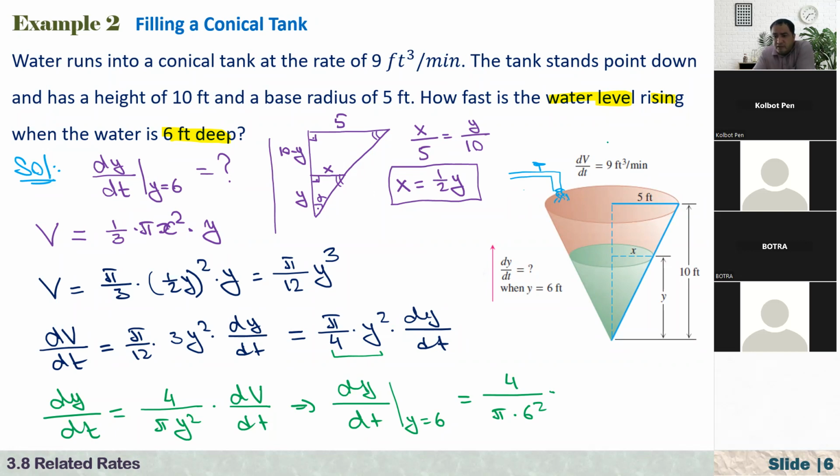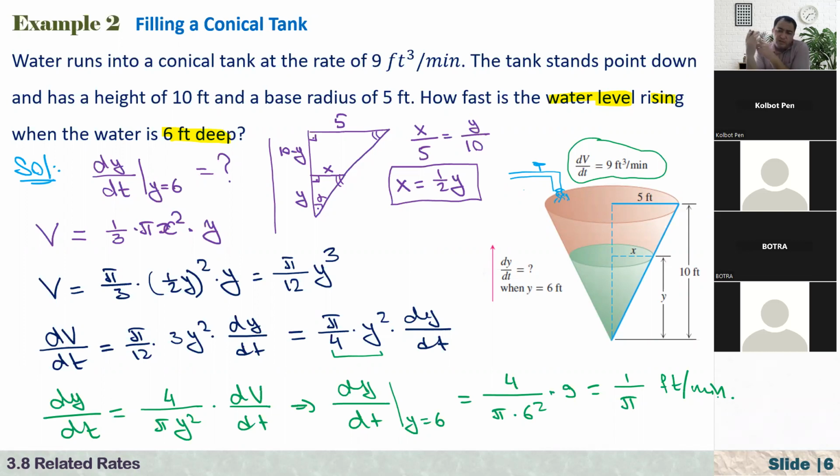dV/dt is given here, right? dV/dt is changing at this rate, constant. It is 9. So here we have 9. That's equal to 4 times 9, 36, 36 over 36 squared, that's equal to 1 over pi. Since it is height, it's changing in feet per minute. Okay. So when the level, the height of the water, is 6 feet, at that time the height is changing at the rate of 1 over pi feet per minute.